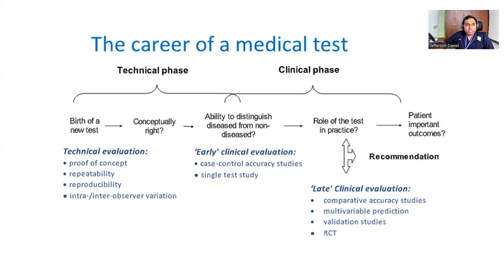So if you look at a medical test, it goes through three phases: a technical phase, a clinical phase, and a recommendation phase. At the technical phase, whenever you think of a new test, okay, I have come up with a new test called Jefferson's test, and I'm going to use it to diagnose TB. And the government will not immediately give permission, right? I have a test, then I need to prove to the government that my test will diagnose TB. So that is the proof of concept. And then repeatedly, every time I do the test on a TB patient, it comes positive and it is reproducible.